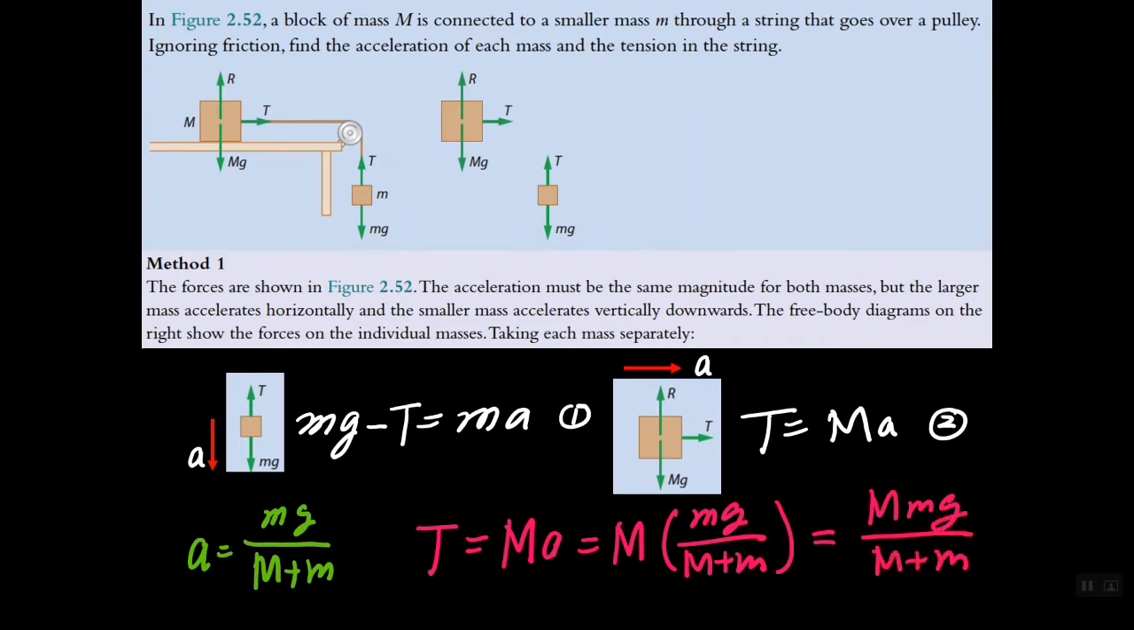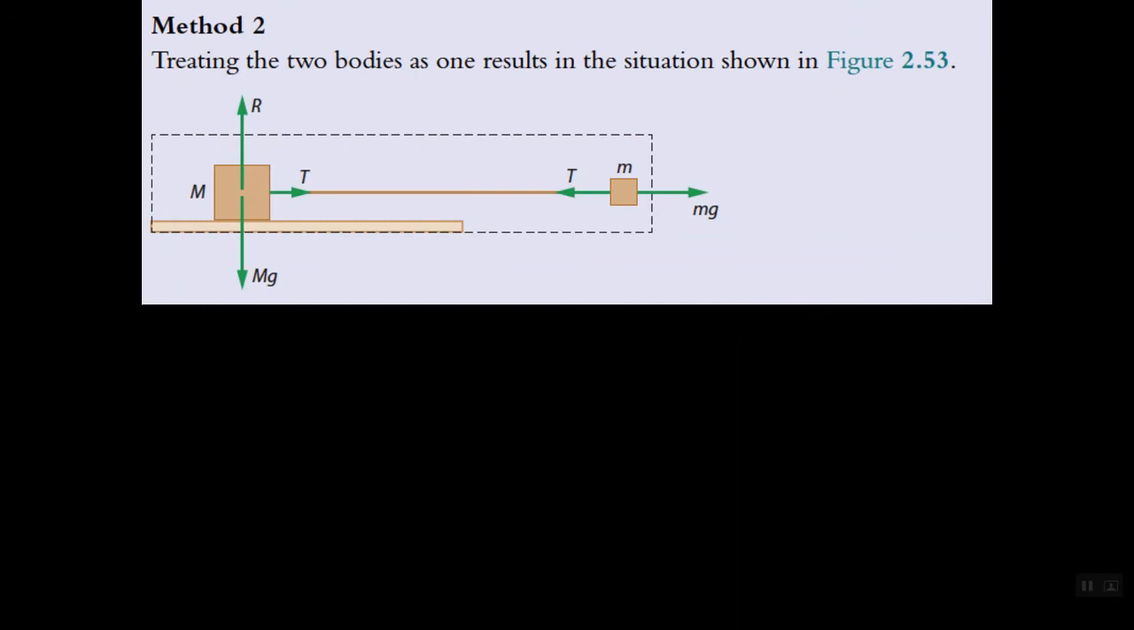This is method 1, taking each mass separately. Now we have method 2, treating the two bodies as one, which results in the situation shown. When we treat the two masses as one, they have the same acceleration.